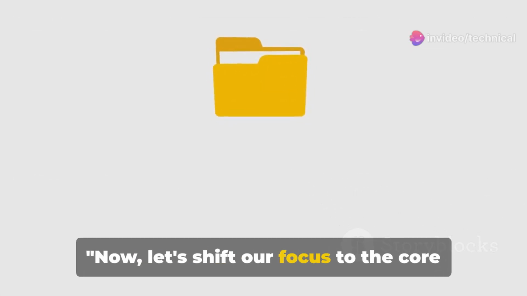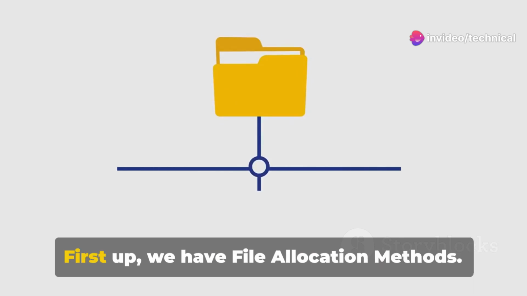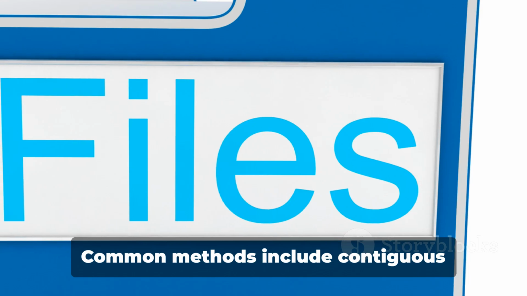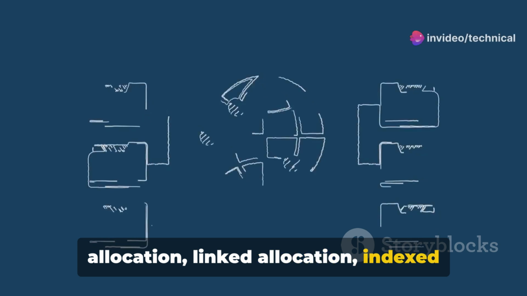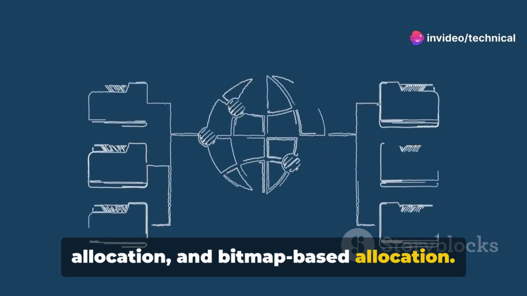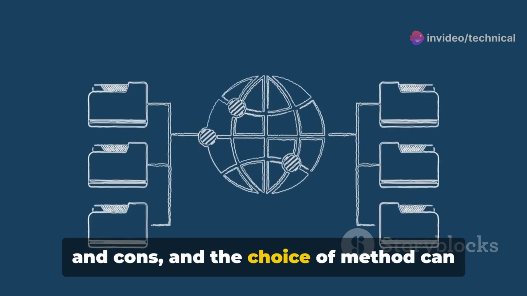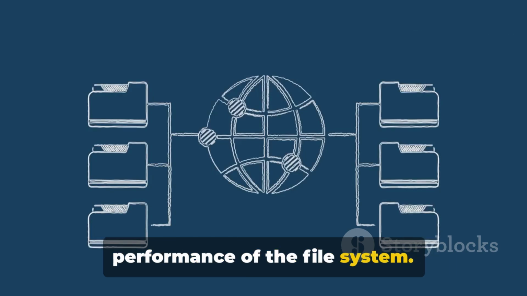Now, let's shift our focus to the core components involved in file system implementation. First up, we have file allocation methods. This is all about how space is allocated for files on the disk. Common methods include contiguous allocation, linked allocation, indexed allocation, and bitmap-based allocation. Each of these methods has its own pros and cons, and the choice of method can significantly affect the efficiency and performance of the file system.